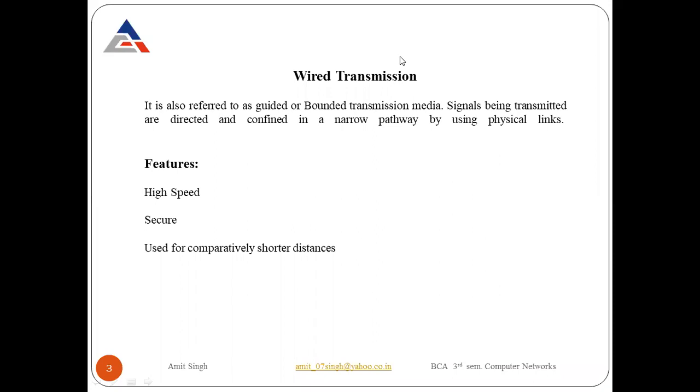Clear? Now we have the different features of wired transmission. The first one is high speed. The speed of the data that travels through wired transmission is very high. Second, secure. Secure means the data that travels with the help of wired transmission is very secure. How is the data secure? Because the data follows a specified path.